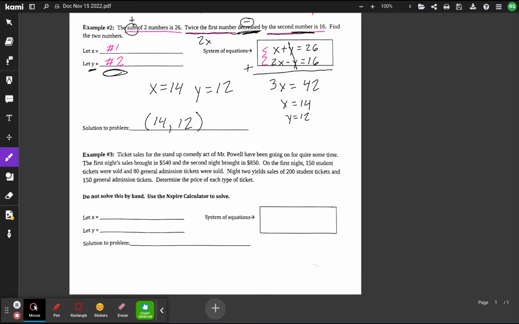Now our last one here, the ticket sales for the stand-up comedy act of Mr. Powell. He's really not that funny. I bet a lot of people wouldn't pay to see that. Have been going on for quite some time. The first night's sales brought in $540. The second night, $850. On the first night, 150 student tickets were sold and 80 general admission tickets. Night 2 yield of sales, 200 student tickets and 150 general admission tickets. So it looks like more people came on night 2. Maybe he actually is funny.